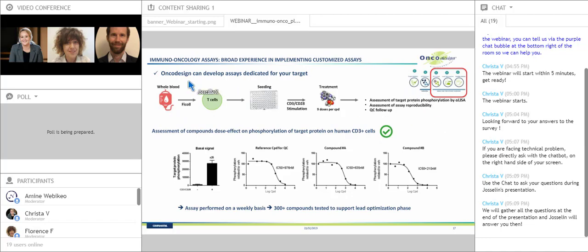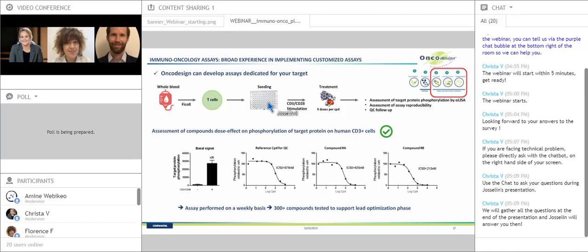In these slides, this is an assay we developed for a drug discovery program to support it from the hit identification up to the candidate. This was a test performed on a weekly basis, and we tested more than 300 compounds. So we first had to set up the test. So this test was set up by using whole blood, extracting the T cells, seeding them in 96 well plates, stimulating them with CD3, CD28, and then treating them with different concentrations of compound. And the readout was the phosphorylation status of the target protein that was quantified by alpha ELISA.